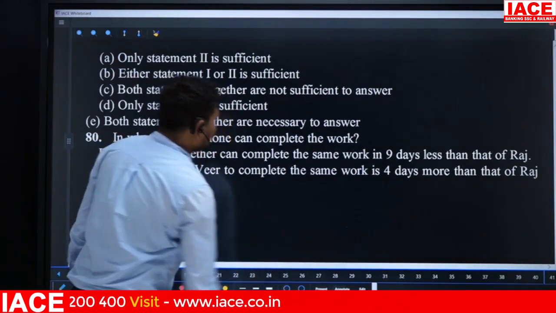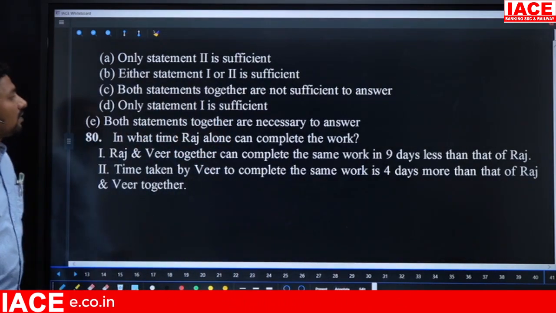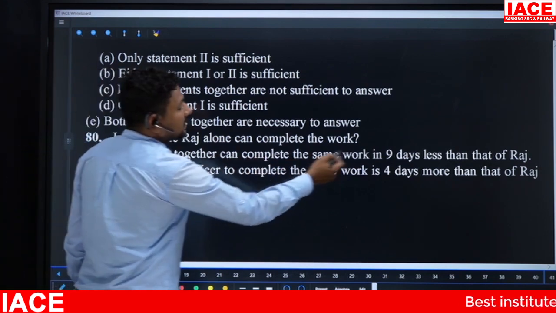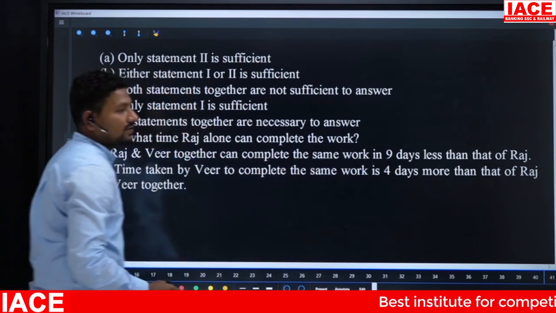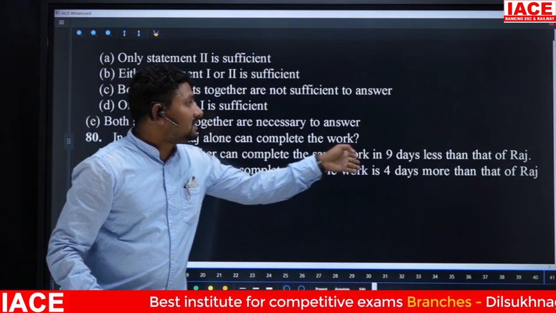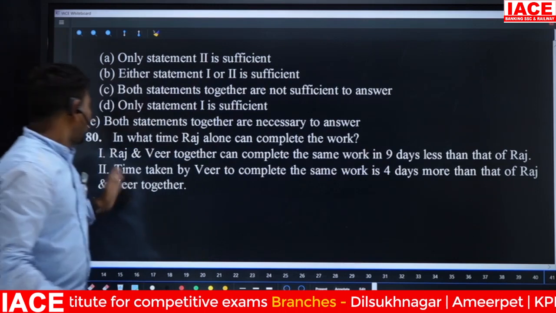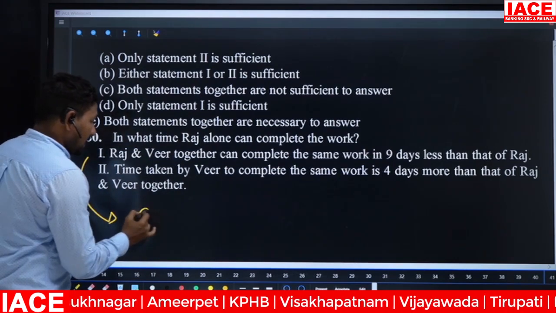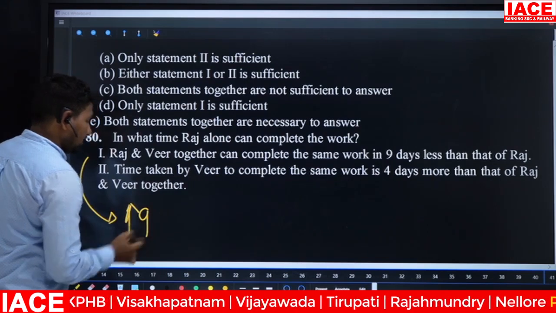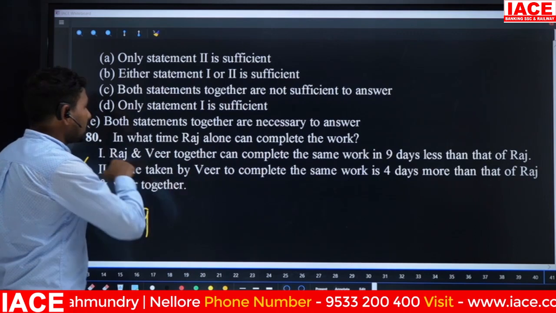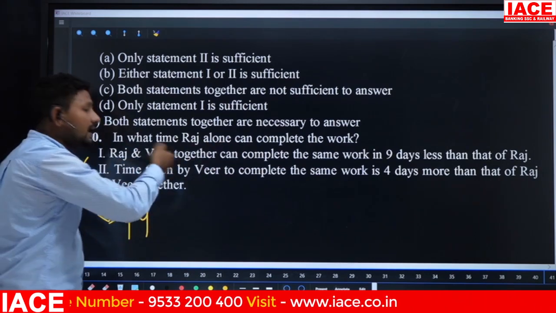And coming to the next one, in what time can Raj alone complete the work? Raj and Veer together can complete the same work in 9 days less than that of Raj. So A plus B complete the work in 9 days less than A. That means statement 1 is giving A is taking 9 days more than A plus B. Raj takes 9 days more than Raj and Veer together.